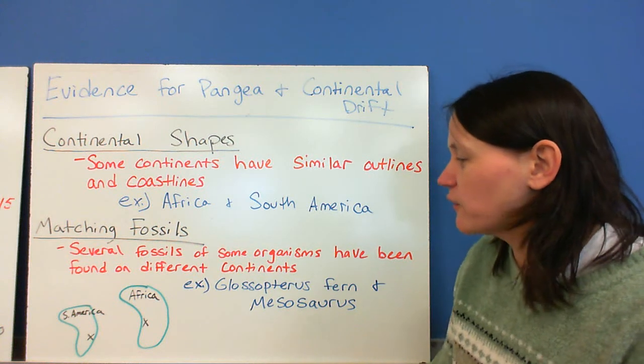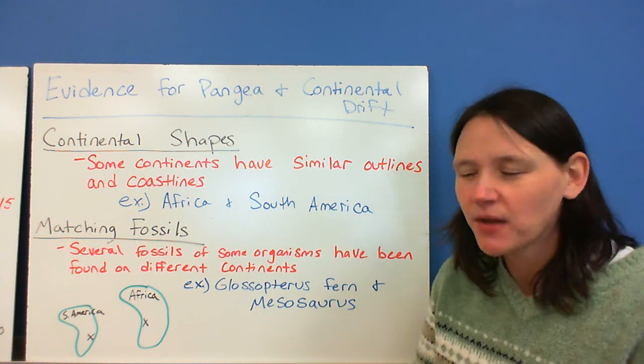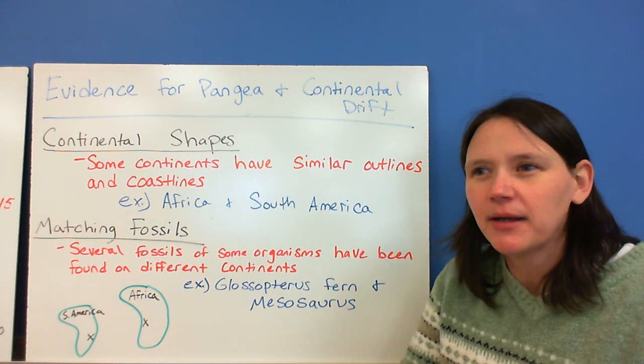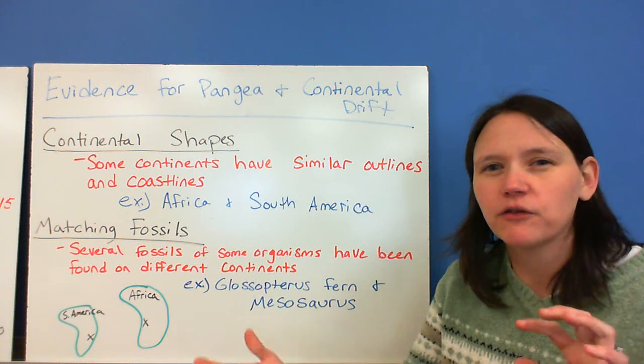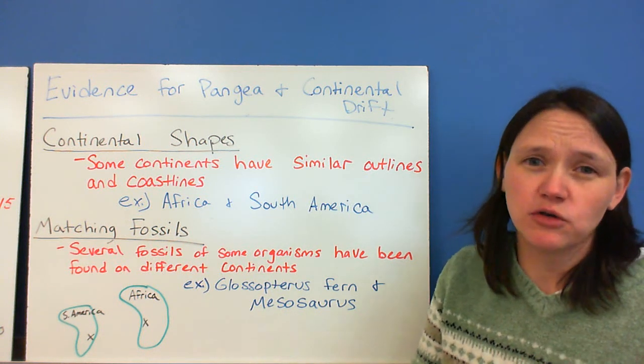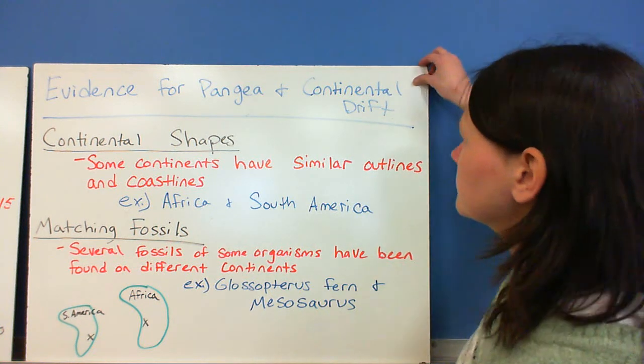Another fossil that he used was the Mesosaurus, which kind of looked like an alligator. And again, that was another one that was found on different continents, but they're so far apart, there's no way that they could have transferred back and forth across the ocean. The continents had to have been connected at one time.